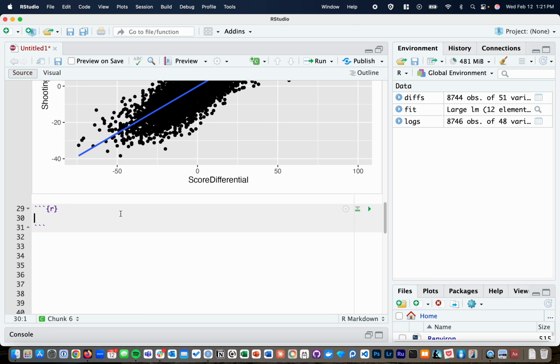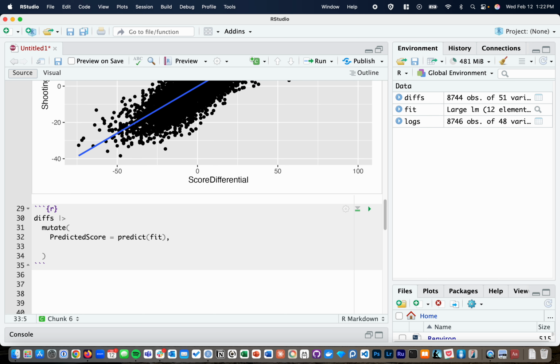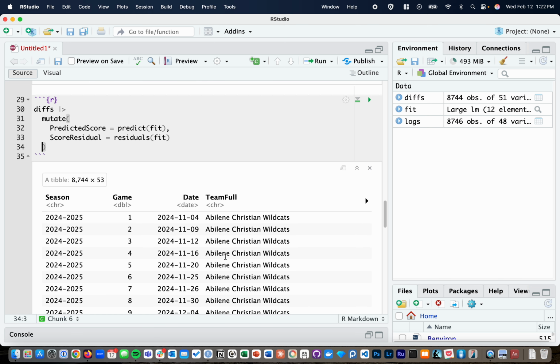But we can look at how well our model predicts things by looking at the residuals. So I have my diffs model. I'm going to mutate 2 new columns. I'm going to call it the predicted score, and I'm going to use the predict function, and I put my fit in there. And then I'm going to do my score residual. And I'm going to put my fit in there. The function is residuals. Run that, it works.